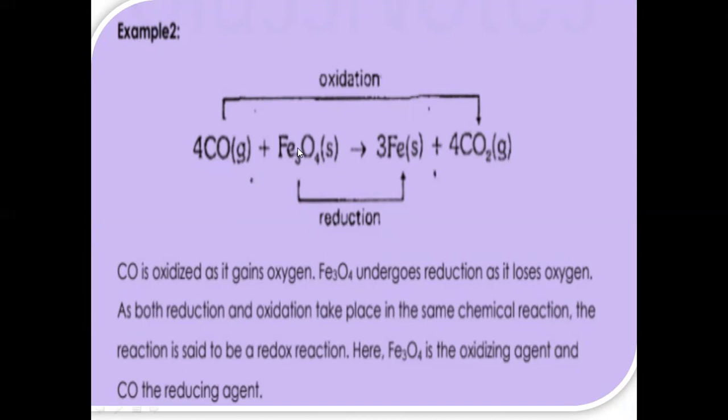And iron, you can see, loses oxygen atoms and is converted into the metallic form. So loss of oxygen is called reduction. So carbon monoxide is oxidized as it gains oxygen atom, and iron oxide undergoes reduction as it loses oxygen atom. As both reduction and oxidation take place in the same chemical reaction, the reaction is said to be a redox reaction. Here iron oxide is the oxidizing agent and carbon monoxide is the reducing agent.